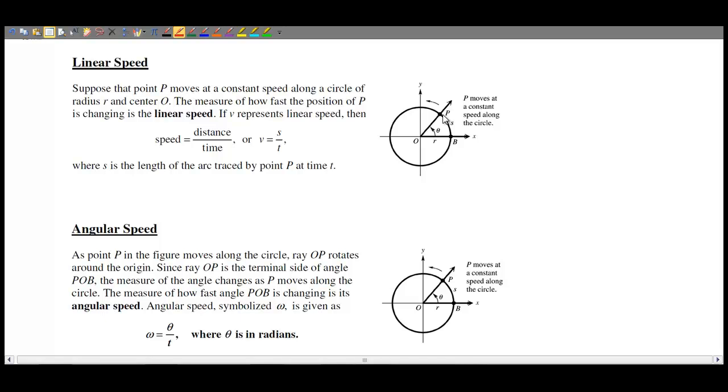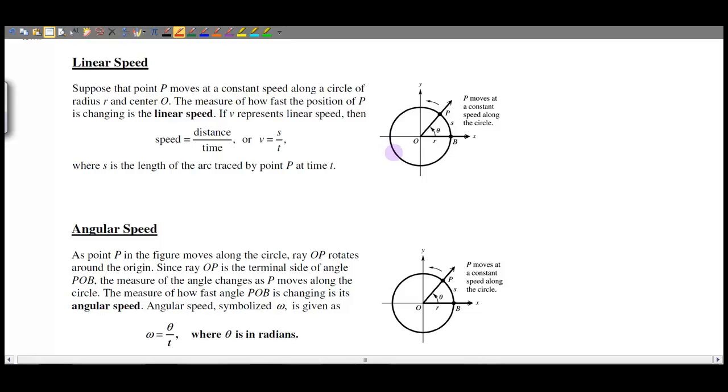All right, in this section on 3.4, we're going to talk about both linear speed and angular speed and apply those in a situation. So let's first discuss linear speed. Here's a formal definition of linear speed, and what this is basically saying is that when we talk about linear speed, we're talking about how fast, the speed at which P is traveling around the circle.